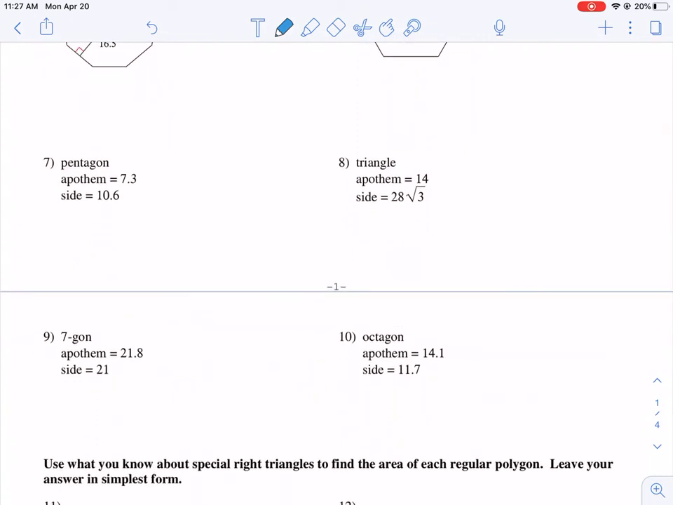Let's do the octagon, because I guess that looks a little tougher, but it's not much. Area equals 1/2 the perimeter times the apothem, so we do the side length times the number of sides, 8. 11.7 times 8 is 93.6. And then it gives us the apothem, 14.1, so times 14.1 divided by 2, and I get 659.88 units squared.